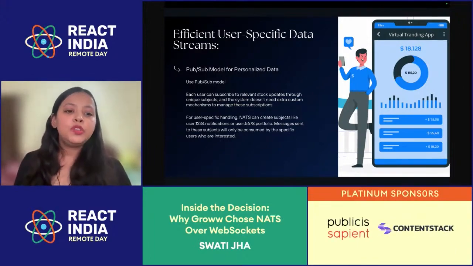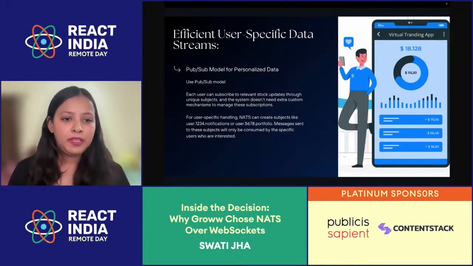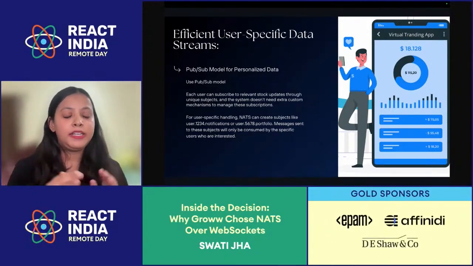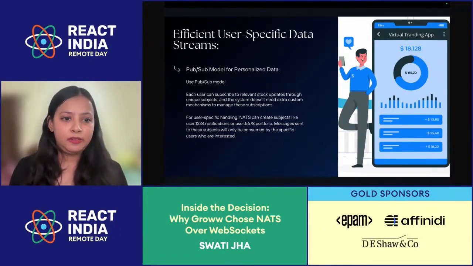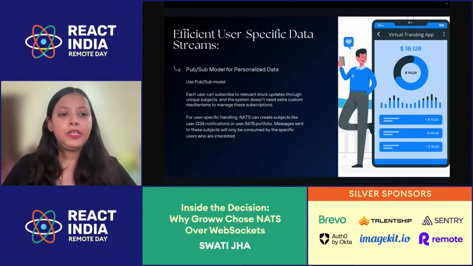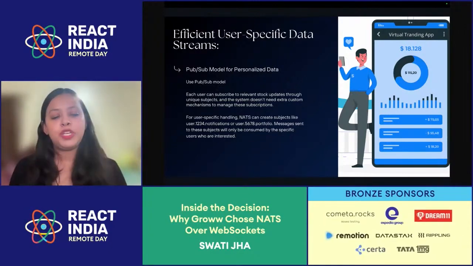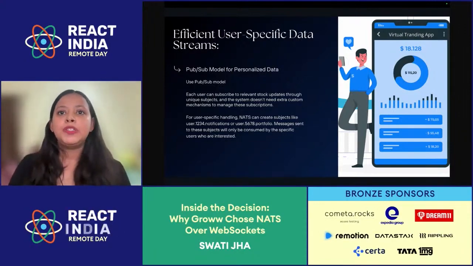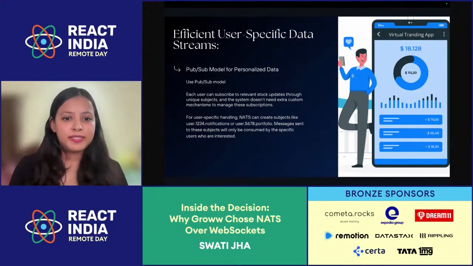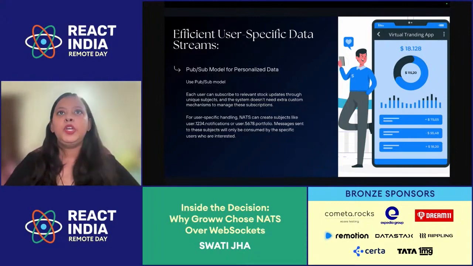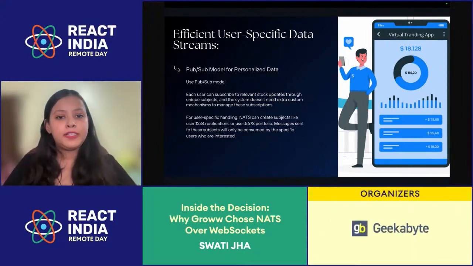Okay, so by unique subjects, I mean that for Zomato stocks, I will create a subject which is unique in itself, and for a user-specific personalized note, I can create a subject which is unique for the user. So a message sent to the subject will be consumed only by the specific users who are interested, right? So these were a few things which helped us to maintain a scalable system.